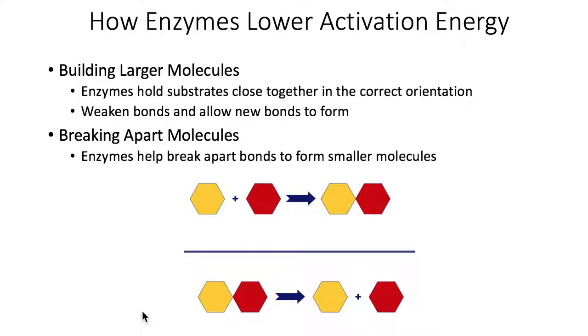Enzymes also help reactions where you're trying to do the opposite, right? Let's say this is maltose and we want to break it apart into two glucose molecules. In this case, the enzyme will actually use like a little scissor and cut the bond between the two glucose molecules and help that reaction happen. So let's look closer at what enzymes look like and how they catalyze these reactions.